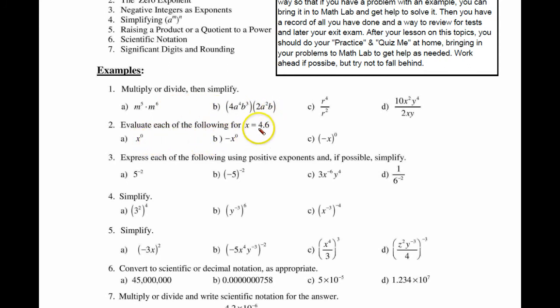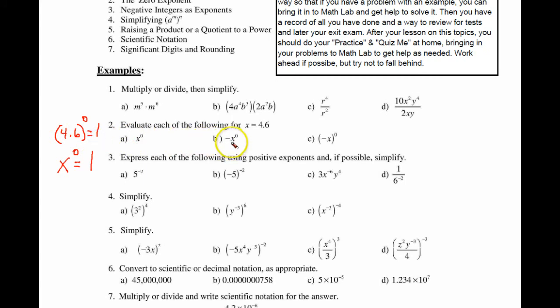Now here we're saying that x is 4.6. So generally in a parentheses we put 4.6, and we're saying it's to the 0 power for this first one. And the rule for anything to the 0 power is always going to be 1. So x to the 0, or this to the 0, is 1.